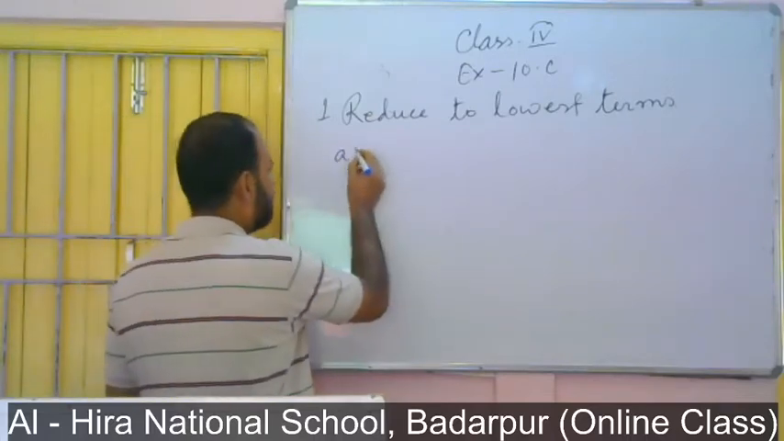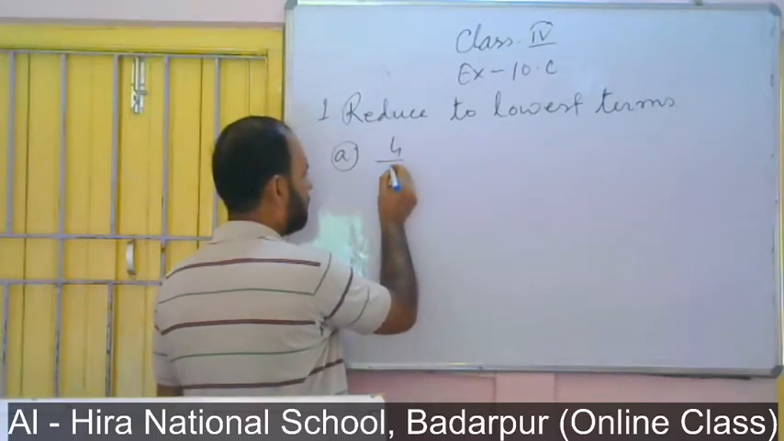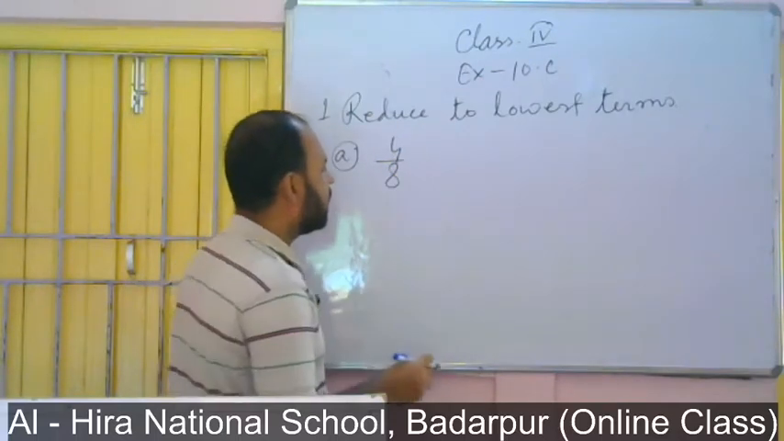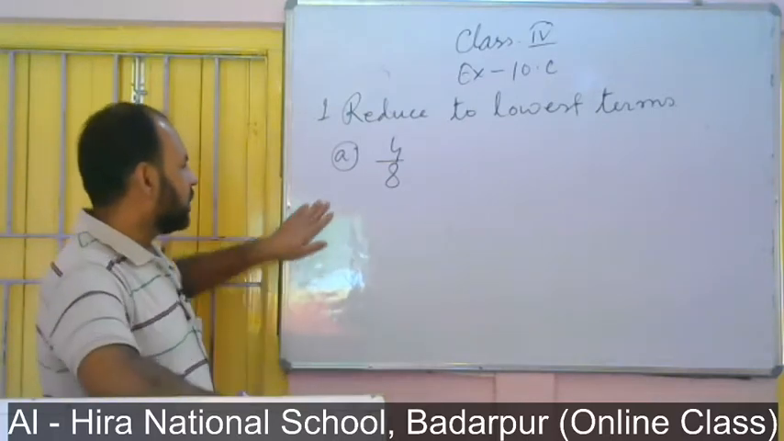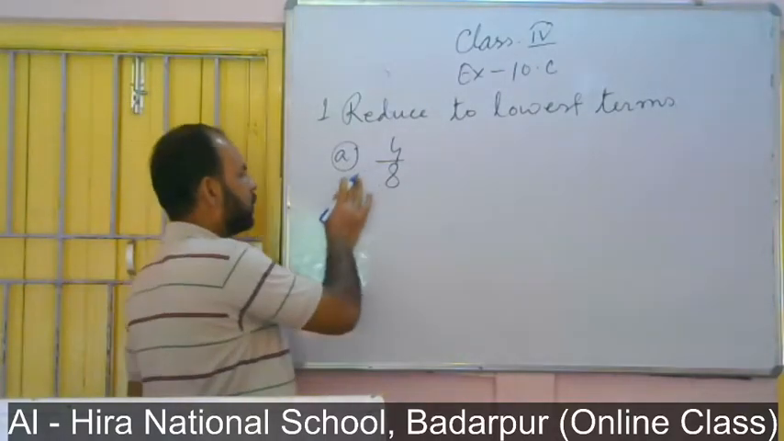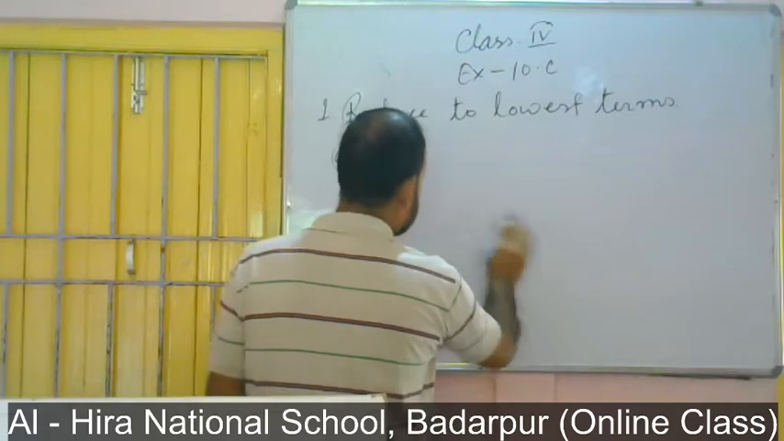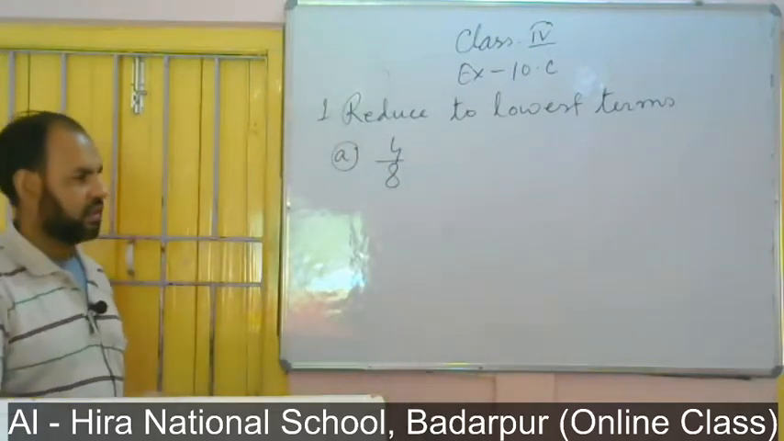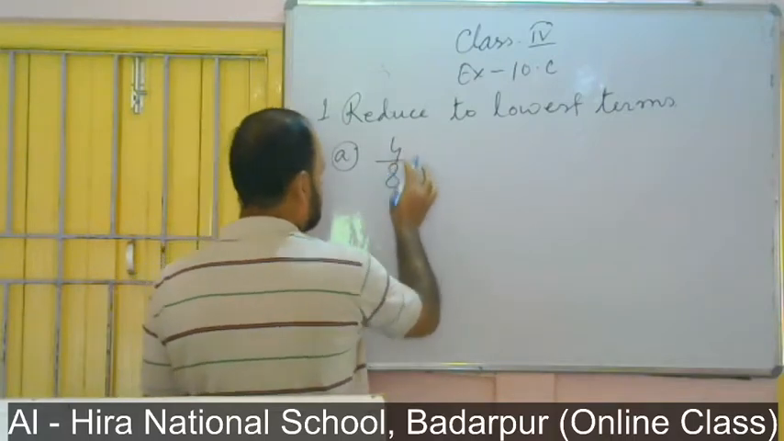Question A, 4 by 8. So the fraction is 4 by 8. We can reduce it to lowest terms in 2 or 3 ways. The first is taking out the factors of the numerator and denominator.